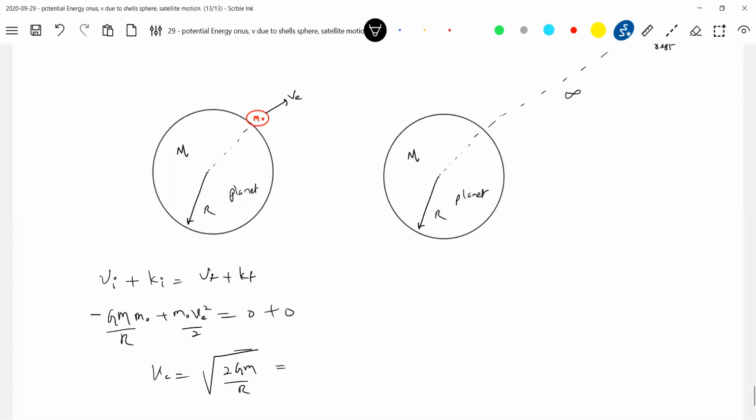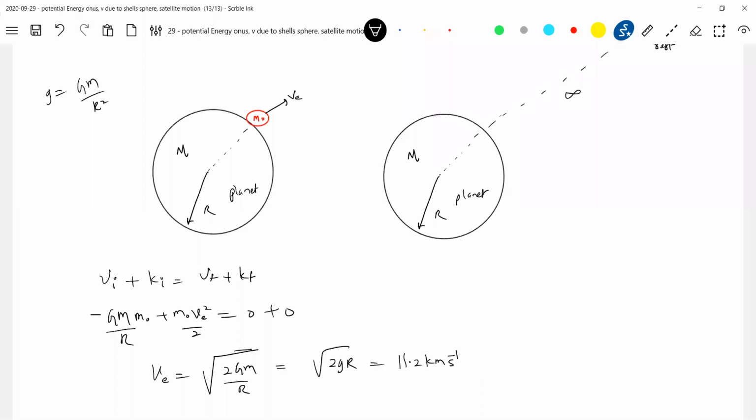Can we write it in another way? We know small g is equal to G capital M by r square. So shall we adjust? Root of this will become root of 2gR. This is the expression for escape velocity, and for Earth it is around 11.2 kilometer per second. If you project a particle with a speed equal to 11.2 kilometer per second from the surface of the Earth, it will never return back. I expressed it here in terms of small g.